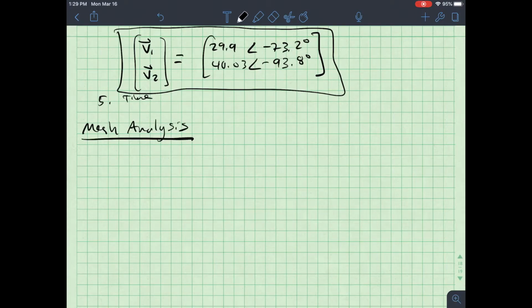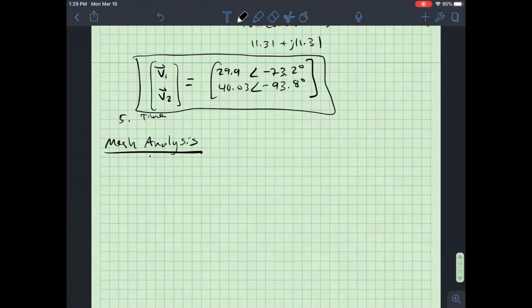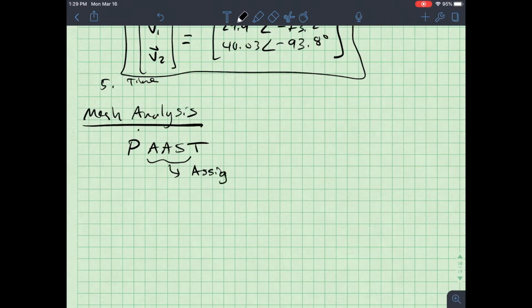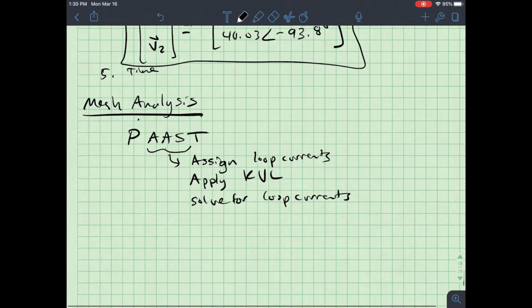Mesh analysis. Alrighty, we're again more or less using the exact same rules as DC, but we slap one additional step on there first, that's the phasor transform, and one at the end, which is the time domain transform. So let me remind you, assign in this case is saying we're assigning loop currents. Apply Kirchhoff's voltage law and solve for loop currents. That's what's happening in mesh or loop analysis.